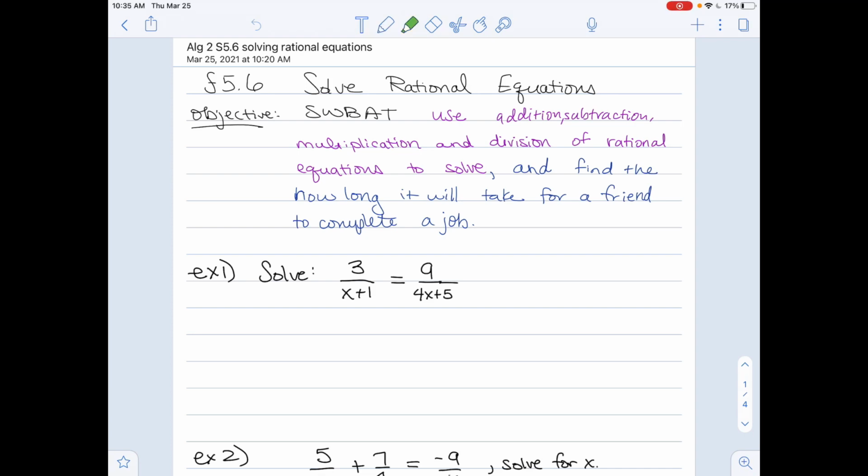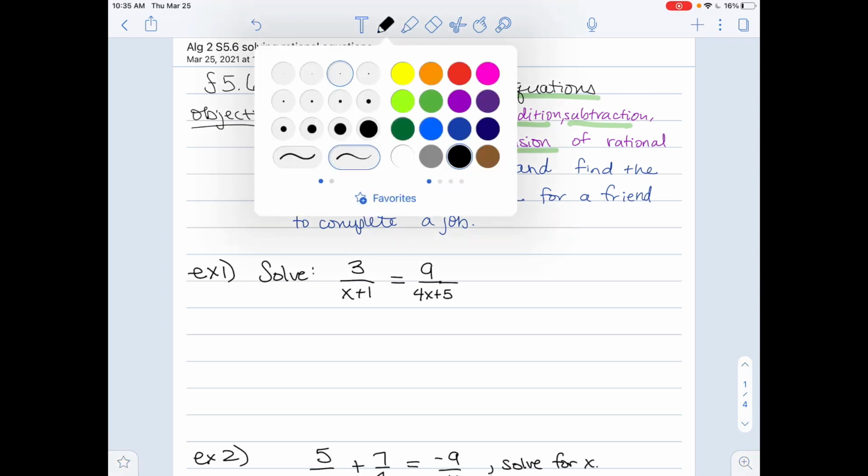So today we're going to learn and remember how to use addition, subtraction, multiplication, and division of rational equations to solve them. And then later, we're going to find how long it will take for a friend to complete a job using what we know about rational equations. So let's jump right in.